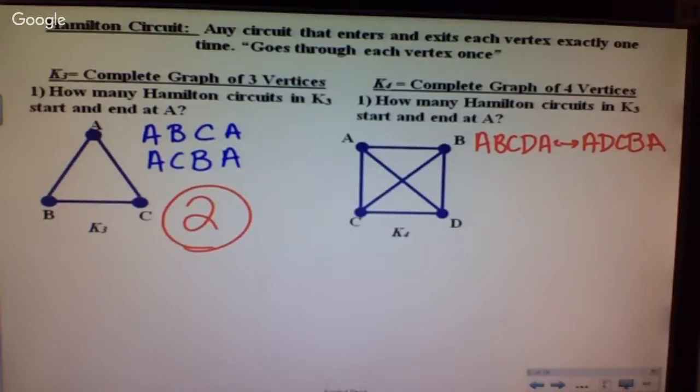Who can find me another one? A, C, D, B, A. And again, you've got the reverse: A, B, D, C, A.